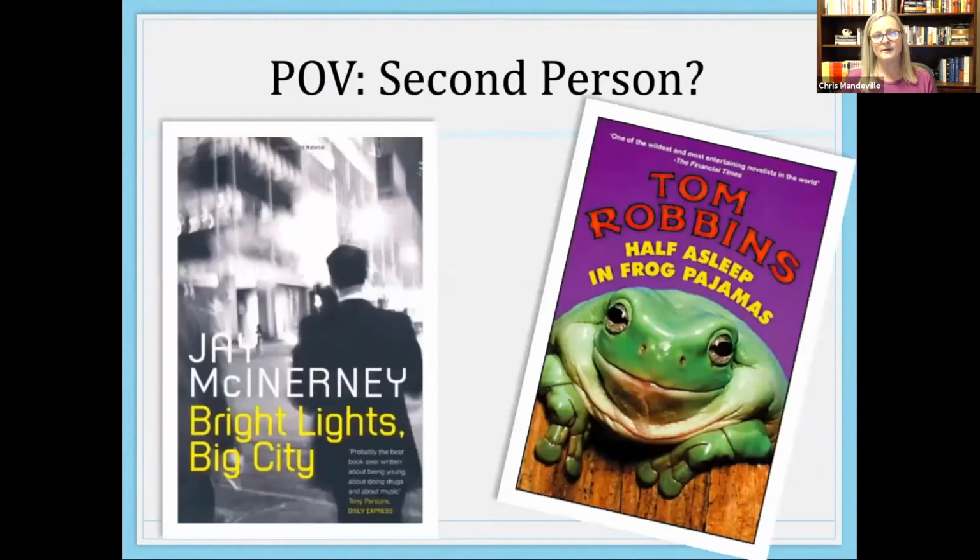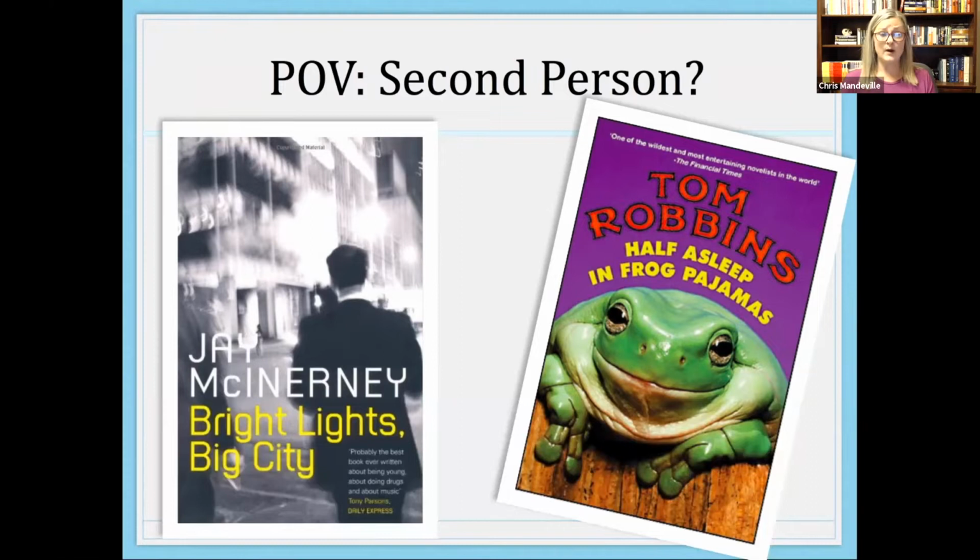Another POV I'm going to go over quickly that you also don't need to worry about is second person POV, where the narrator speaks directly to you, the reader. Here's an example of what that might read like. You're just standing there. She comes along and kisses you, and you nearly faint. This point of view is rarely successful. And when it is, it works best in shorter works.